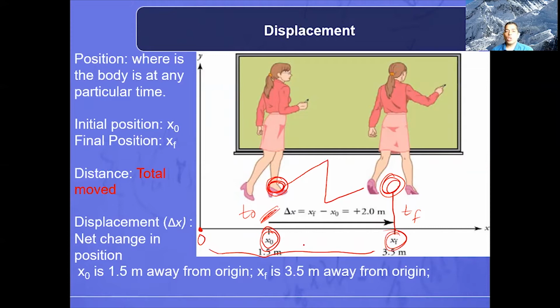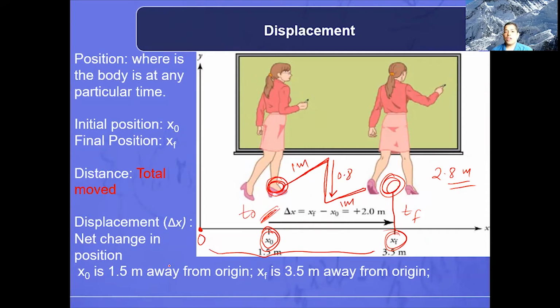If you want to talk about distance, you have to talk about the total moved. So from here to here, all the way, you have to take everything into account. Let's say here to here 1 meter, here to here 80 centimeter, I don't know. This is 1 meter, this is 0.8 meter, and this is further 1 meter. So what is the total distance? Total distance is 2.8 meter, right?